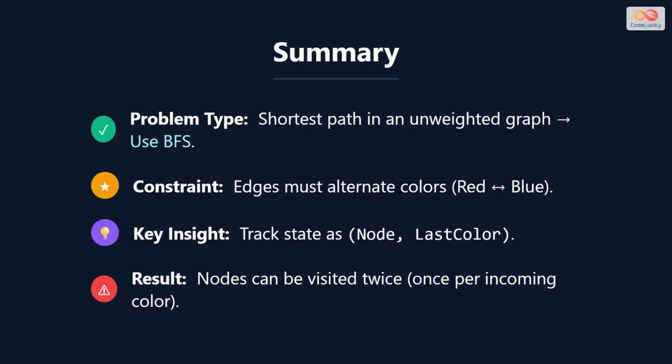To wrap up, this is a BFS problem. The core challenge is the alternating constraint. By tracking the last edge color in our state, we can correctly find the shortest alternating paths. This technique of expanding the state is useful for many constrained pathfinding problems.